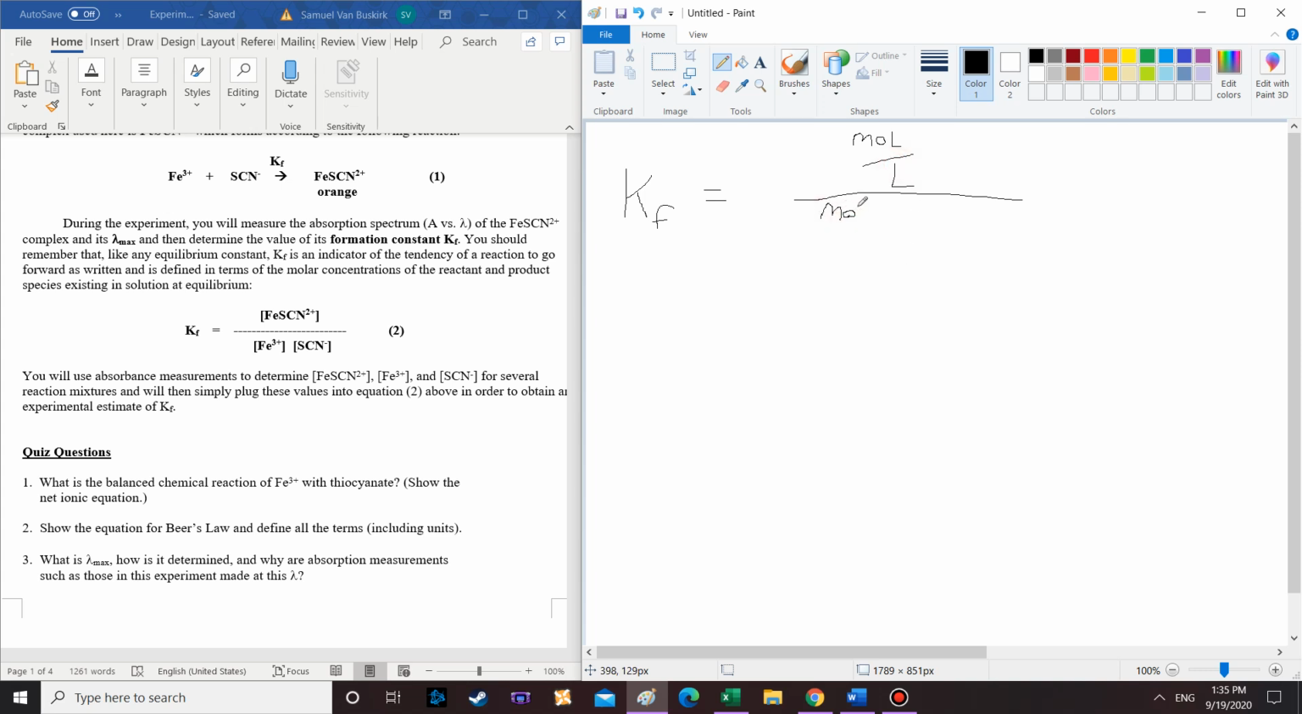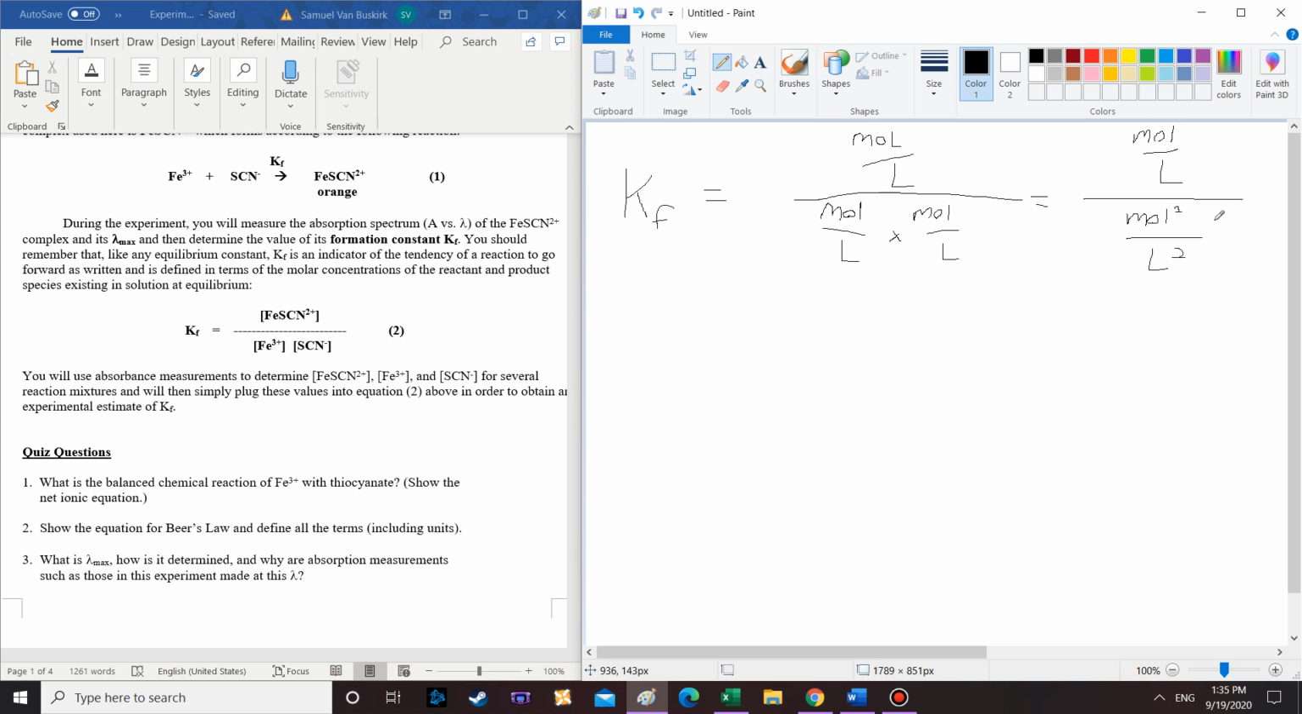On the denominator, we have two reactants that are each moles per liter, and they're being multiplied by each other. So we have moles per liter up here in the product, and then two reactants that are each moles per liter. So we're going to say equals, and let's do this multiplication out. The numerator is going to stay the same, and on the bottom we'll have moles squared and liters squared.